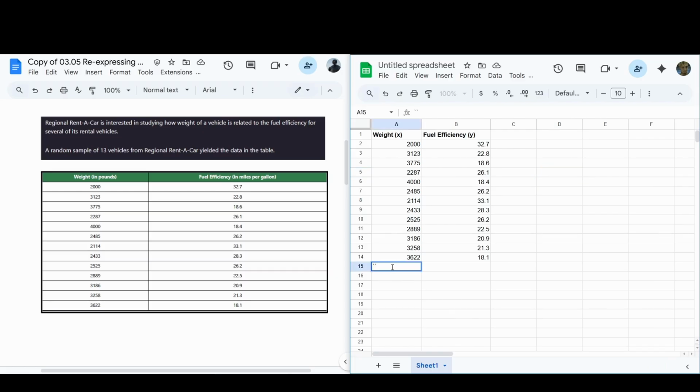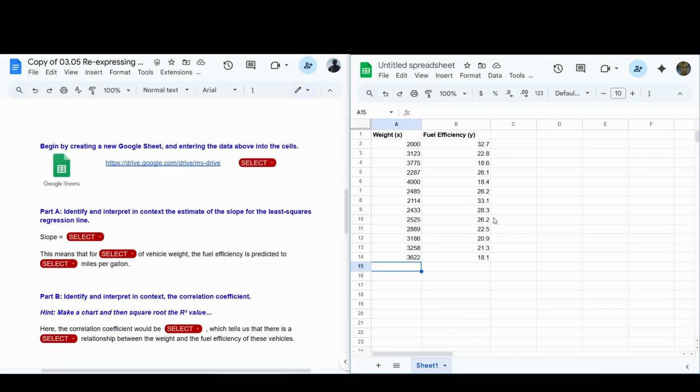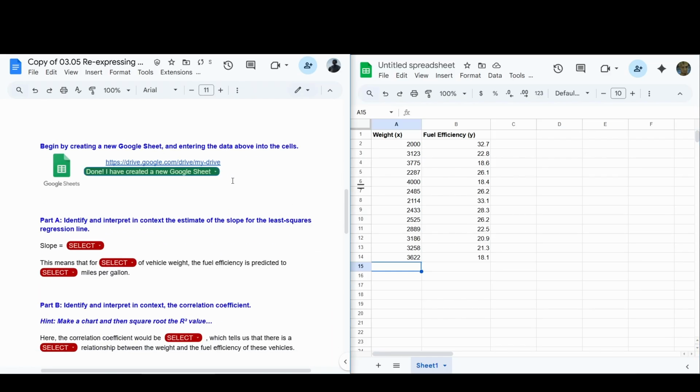Okay, so we have our data typed into the spreadsheet now, and I just want to check this for mistakes, make sure I didn't enter anything wrong. So I can scroll down here and I can click this. Done. I've created a new Google Sheet. And now I can start to answer the questions.